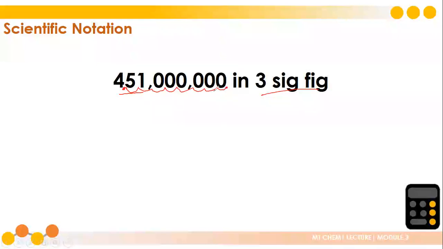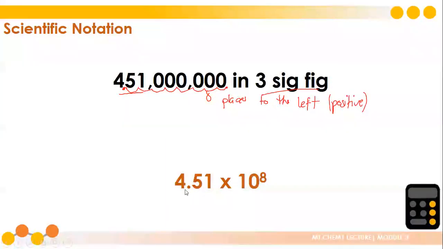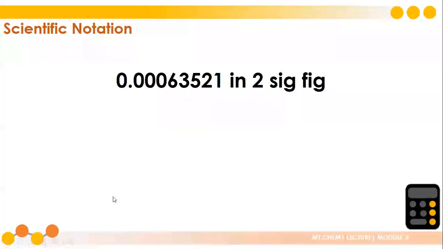So again, we move 8 places to the left, indicating that our exponent should be positive. So our final answer here for the scientific notation is 4.51 times 10 raised to 8. Next, try to answer this one on your own. Kindly pause the video and then try to answer it.